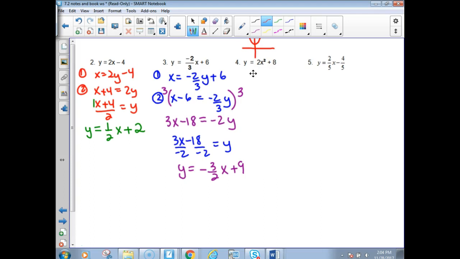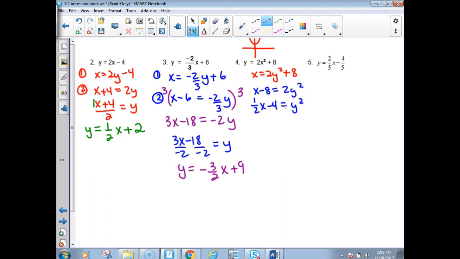Okay, now I'm going to do the inverse. First step, I'm going to switch x and y. Second step, I'm going to start solving for y. So I'm going to have to subtract 8. And then I'm going to have to divide by 2, which would give me 1 half x minus 4 equals y squared.